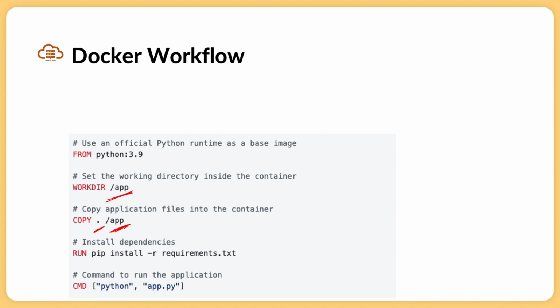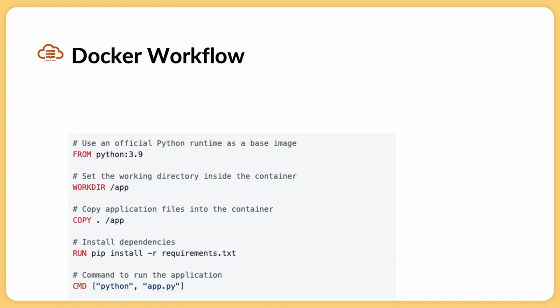Then we are going to install all dependencies using pip install, and all dependencies are defined in requirements.txt. Then we are going to run the application using this command, python app.py. Now you see this has four things, right? It has the base image, the application code, the installing of dependencies, and this is how we are running the application.